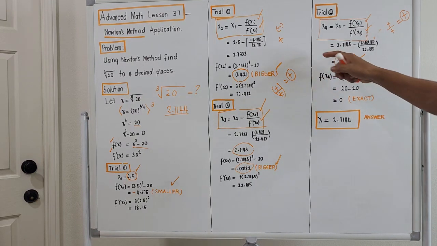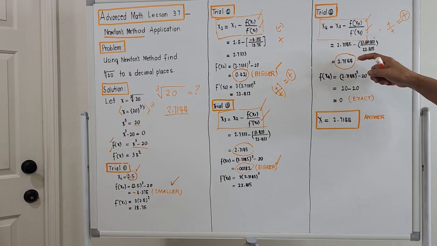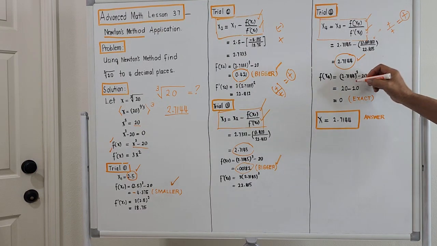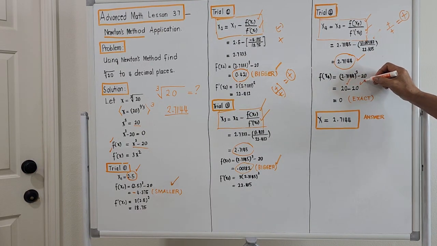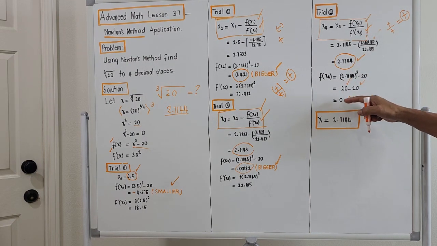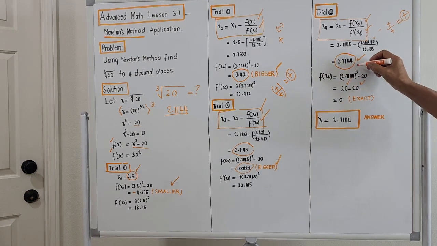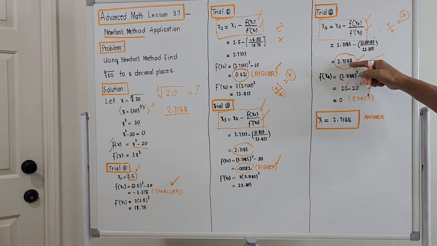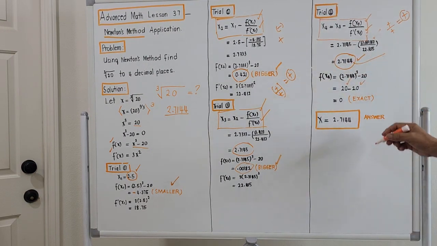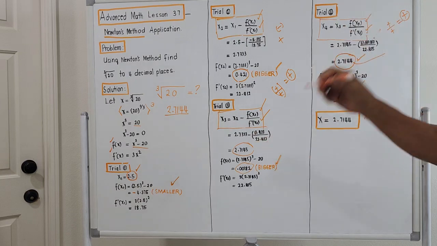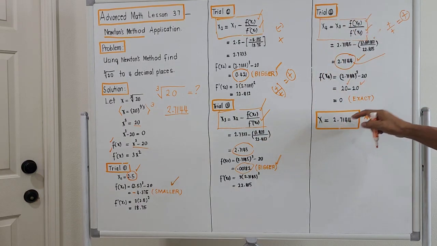Okay, let's try to check if this value now is the correct final value for x. So function of x for now will be 2.7144 to the third power minus 20. And actually, it is almost 20 minus 20. So 20 minus 20 will be 0. Since this is 0, this is the correct value. The correct value for x is 2.7144. So the final value for x now will be 2.7144.